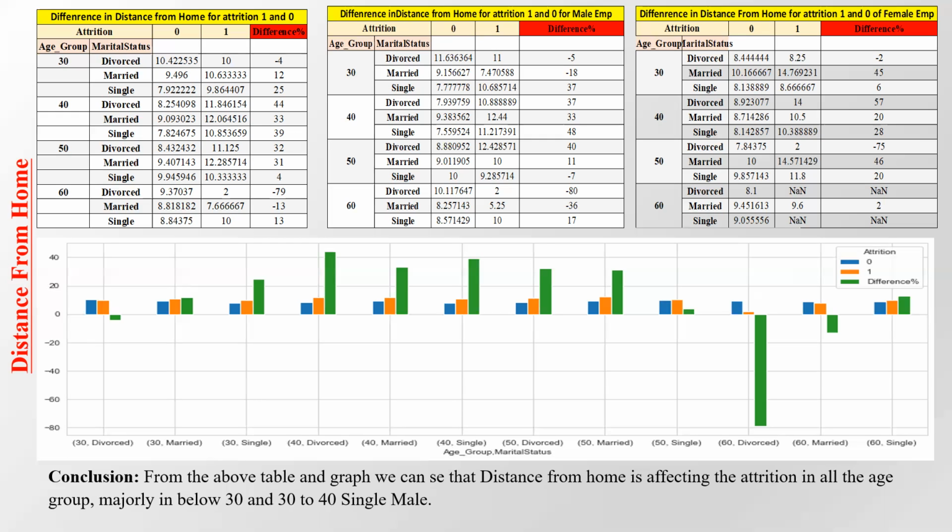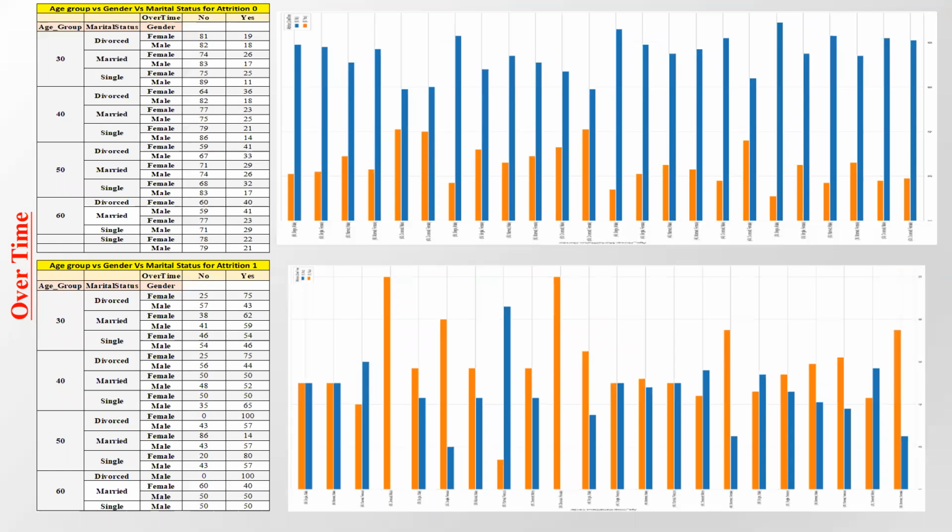So where there is a high attrition as compared to those who are still working in the company, you can see that the distance from home is on the positive side, because this is one of the major reasons that employees are leaving the company: the commute between office and their home. In the next slide, we will compare the overtime between all the employees.